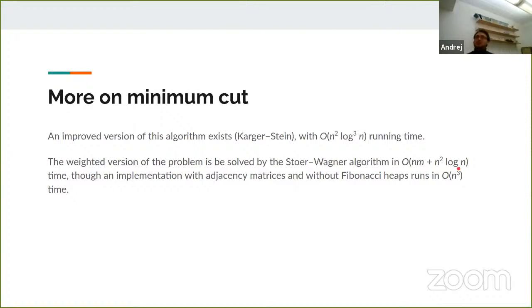But you need to use a Fibonacci heap for this, and you use that adjacency list representation. You probably won't be able to write out a Fibonacci heap during a contest. It's way too involved, and it doesn't exist in standard libraries. So if you want a better idea of the running time if you use matrices and not heaps, it's n cubed. So n squared log cubed n versus n cubed, Karger-Stein's algorithm is slightly better.